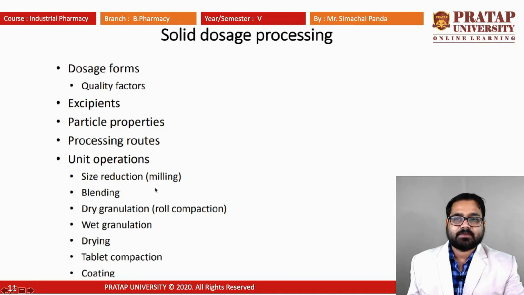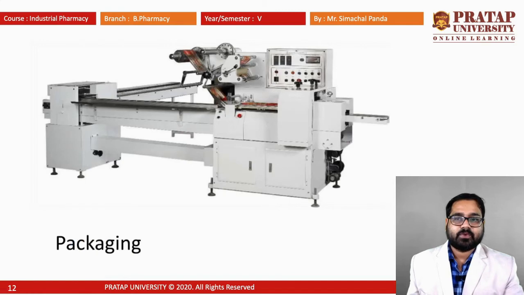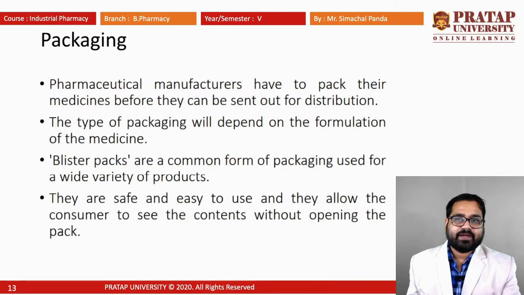Then blending, to mix properly. Dry granulation, that is the roll compaction. Wet granulation, the drying, the tablet compacting, and if required, we go for the coating process. Here, different types of packaging materials are used. These are the packaging machines which are used for tablet packaging. There are different types of packaging widely used.